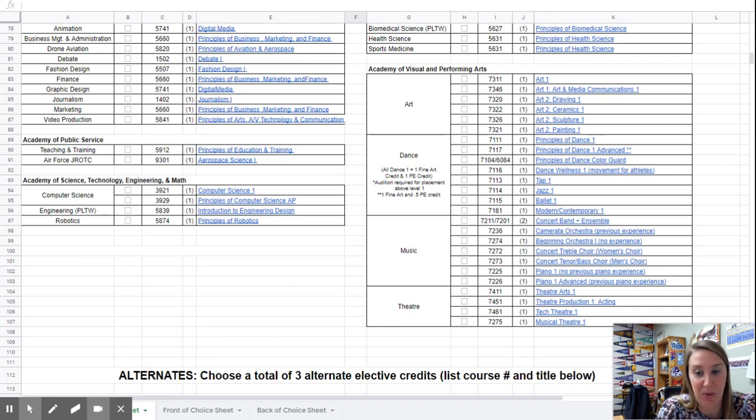And last is musical theater. If you not only want to act, you want to sing, you want to dance, musical theater is the way to go. You're going to get to do it all, the triple threat. So that could be an option.